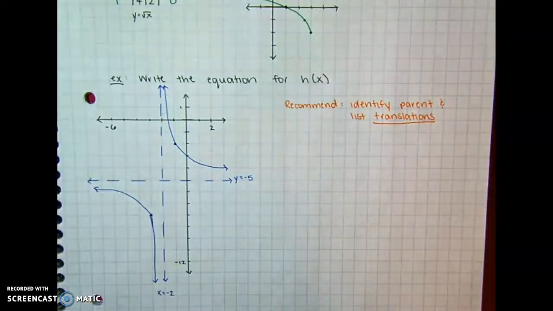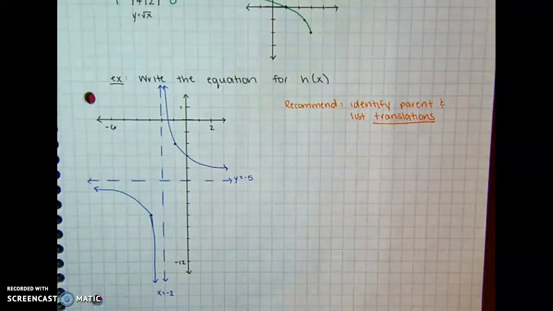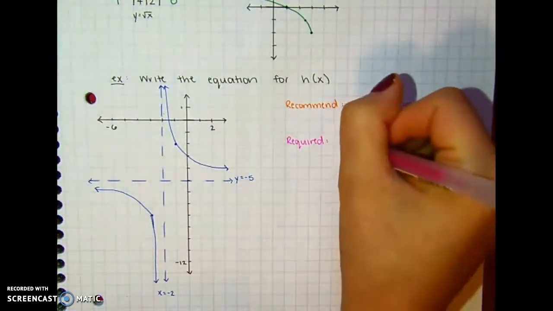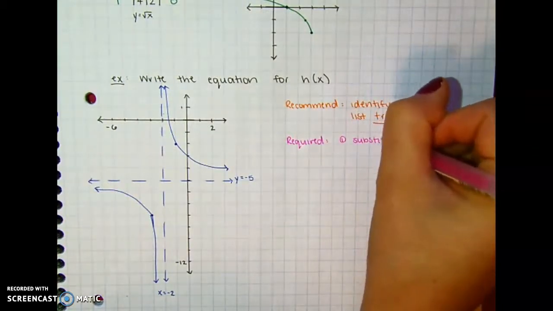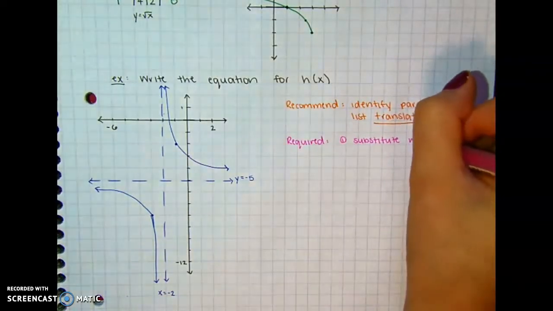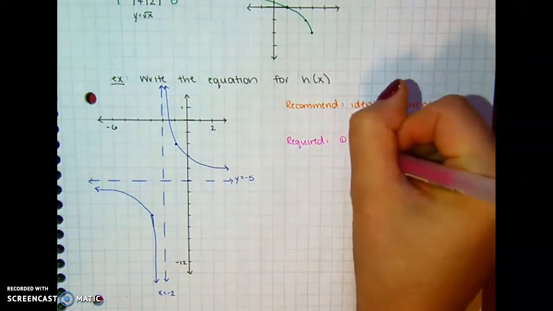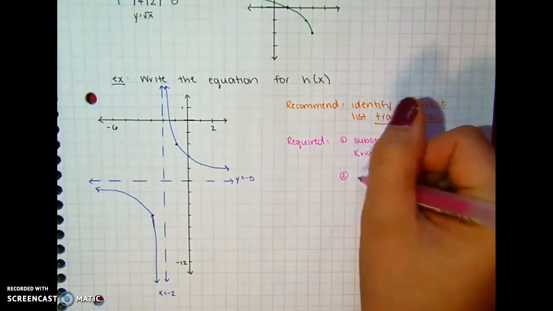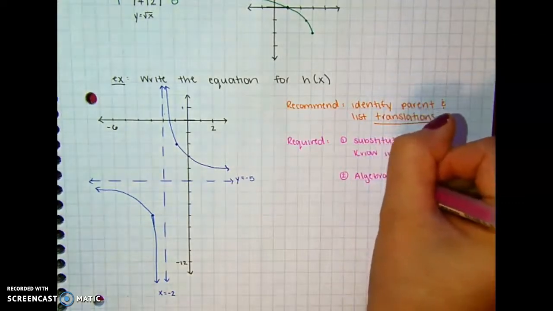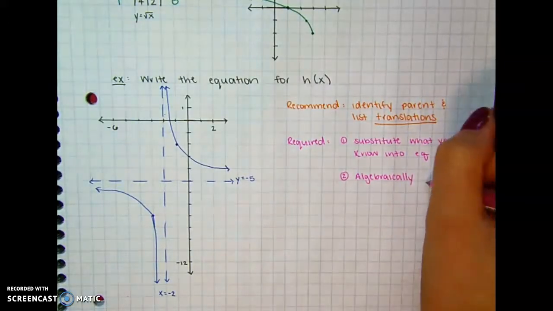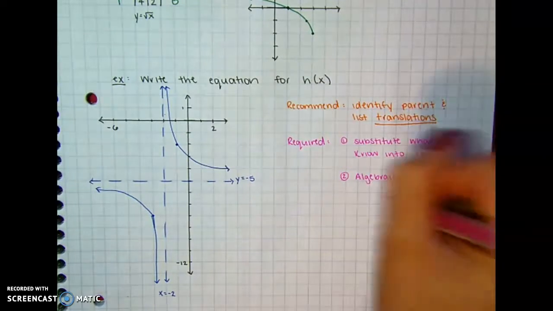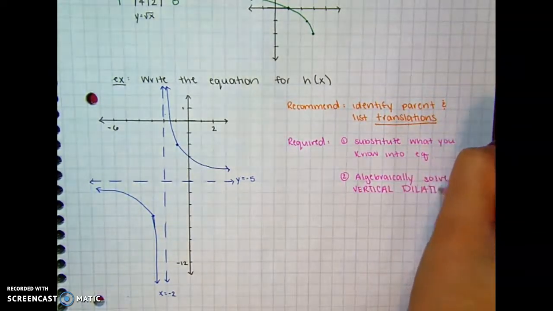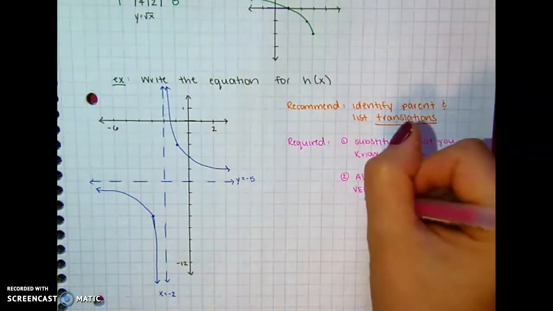Okay. What's required is that you substitute what you know into the generalized equation, and then it's also required that you algebraically, and this is where a bunch of you are going to lose points because you're not going to do this, solve for vertical dilations only. And reflections.